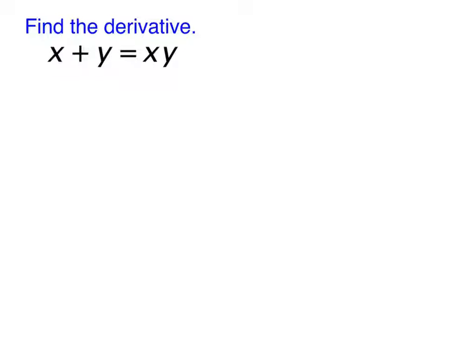So to find this derivative, notice it doesn't say implicitly. It just says find the derivative. That's because it's just assumed that with it being written implicitly that we have to find the derivative implicitly as well. All right, so to find our derivative, I start by doing the derivative of x, which of course is just 1. Plus the derivative of y, which is y prime.